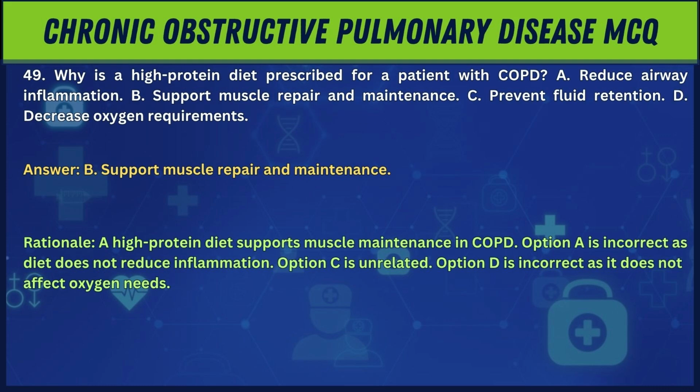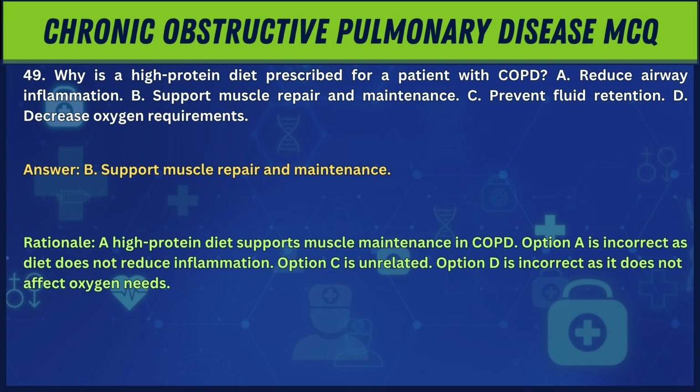49. Why is a high-protein diet prescribed for a patient with COPD? A. Reduce airway inflammation. B. Support muscle repair and maintenance. C. Prevent fluid retention. D. Decrease oxygen requirements. Answer: B. Support muscle repair and maintenance.